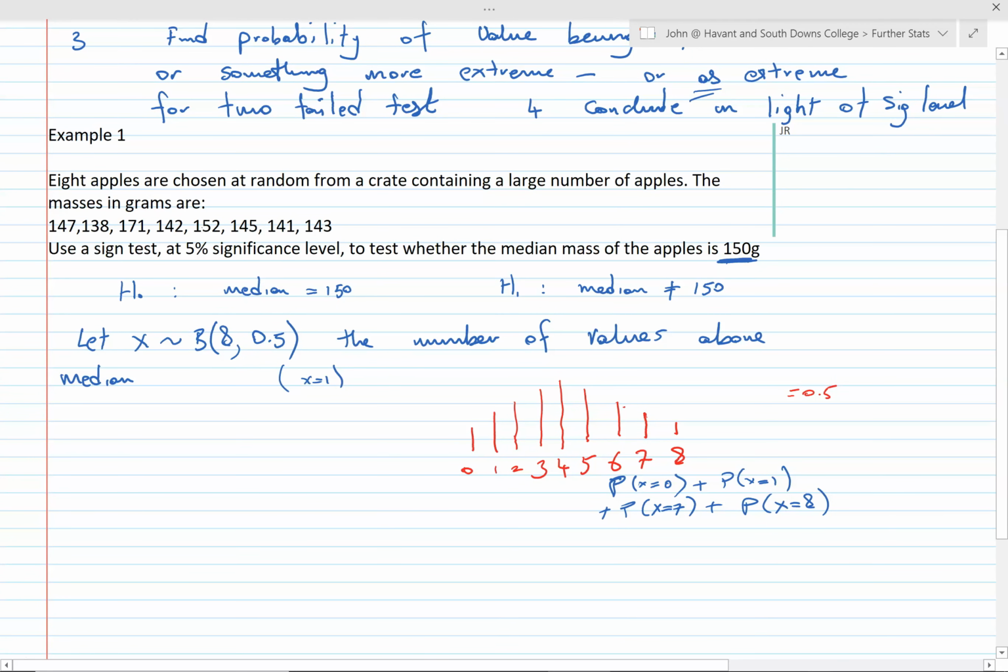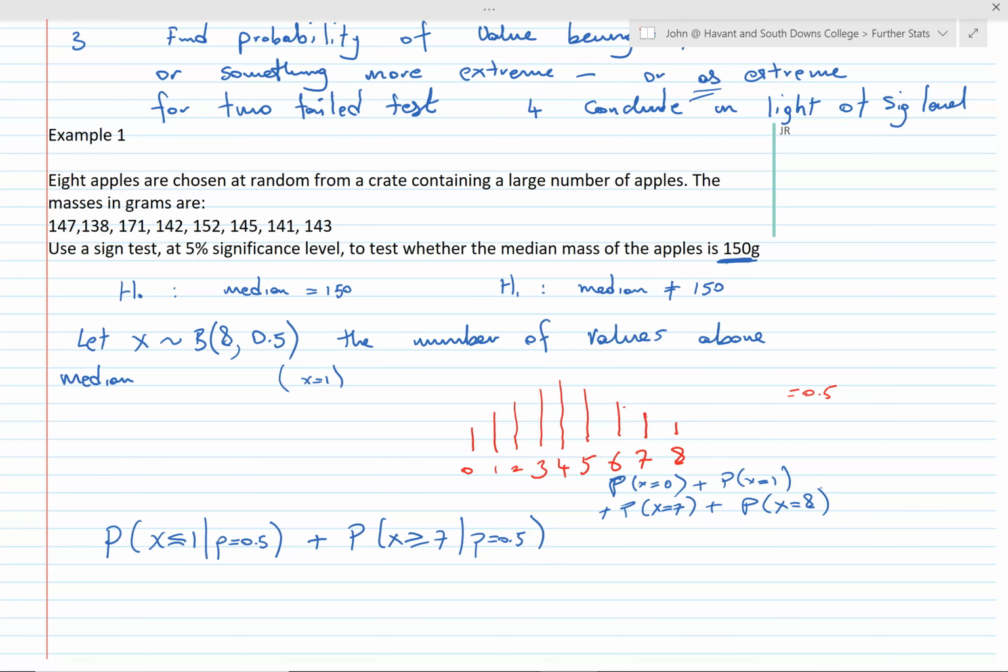I tend to write it out like this: the probability that x is less than or equal to 1, presuming p is equal to 0.5, plus the probability that x is greater than or equal to 7, presuming that p equals 0.5, which is the same as adding those 4 values together. But it's definitely quicker not to use a formula, because we've got a function on our calculator that can do that.